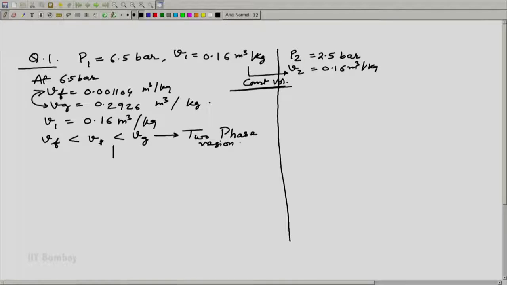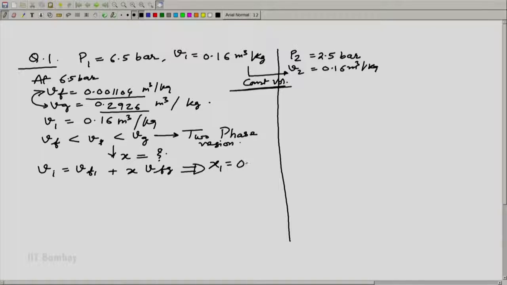Moment we say two phase region, we want to know the value of x. So if I calculate x now, I will use the formulation V1 is equal to Vf1 plus x times Vfg. I can put in the value of V1 as 0.16 and the corresponding values which I have here and here, and I can calculate the value of x1 as 0.545.